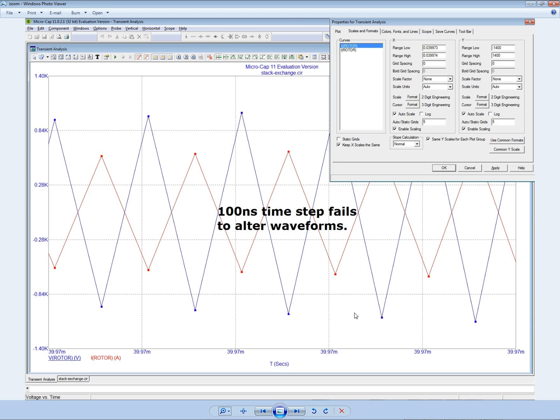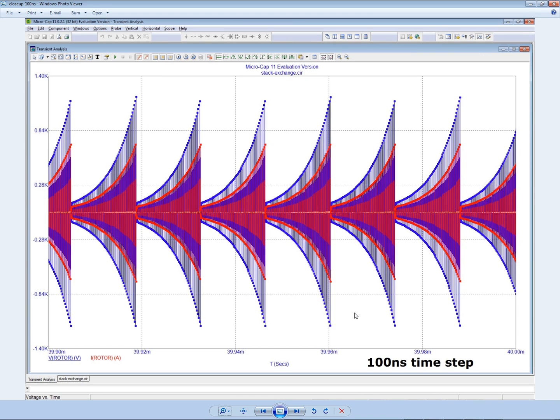This is the rotor. Oh, isn't that pretty colors? I love it when I do it this way. Now this, I'm coming in close for a closer view. 100 nanosecond time step. No. Oh, 40 milliseconds. Well, what is this 100 nanosecond time step? What's that all about? It's 40 milliseconds.